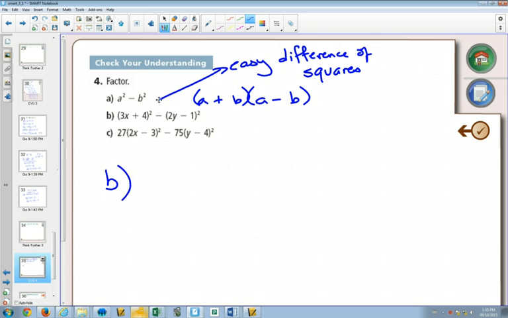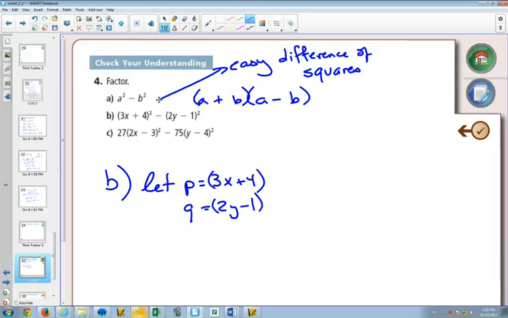Now, if you want to use the substitution, you can. But this time you're going to use two different letters. Okay? You could let p equal 3x plus 4 and q equal 2y minus 1. And then you would just have p squared minus q squared.